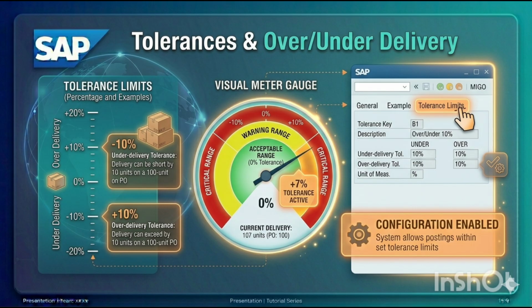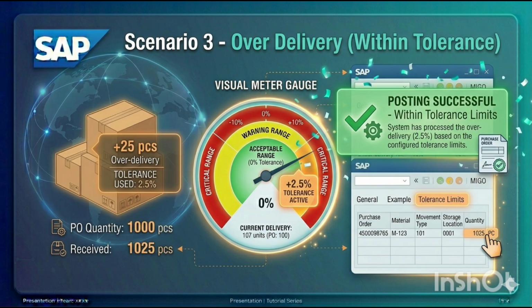So, here we have a scenario: over delivery within tolerance. Suppose PO quantity is 1000 pieces with 5% over delivery tolerance. The supplier delivers 1025 pieces. In MIGO, you enter 1025 as received quantity.